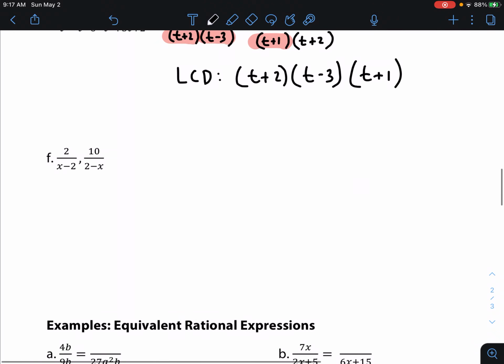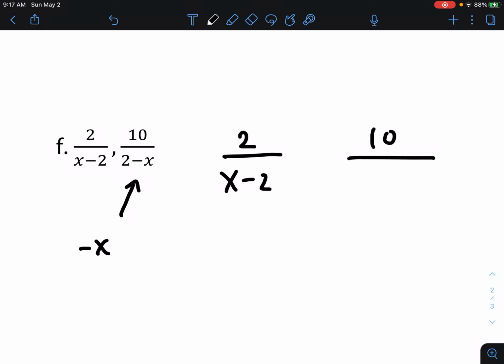Okay, here's another one. So we're going to do 2 over x minus 2, so that one doesn't change. But then this other one changes because we don't like to have stuff that's backwards, so we change the order here, right? And we factor out a negative 1. Whoops, not plus, that should be minus.